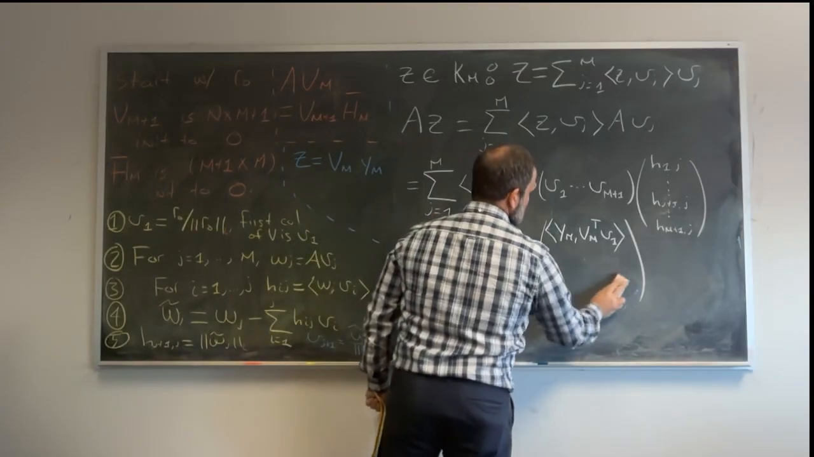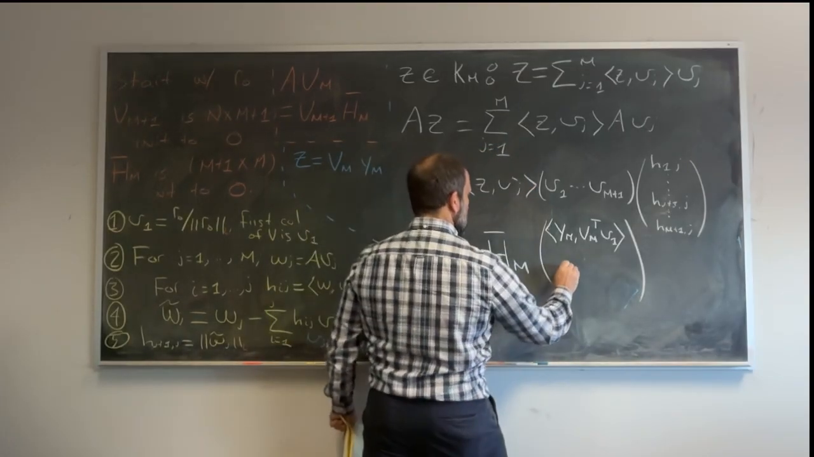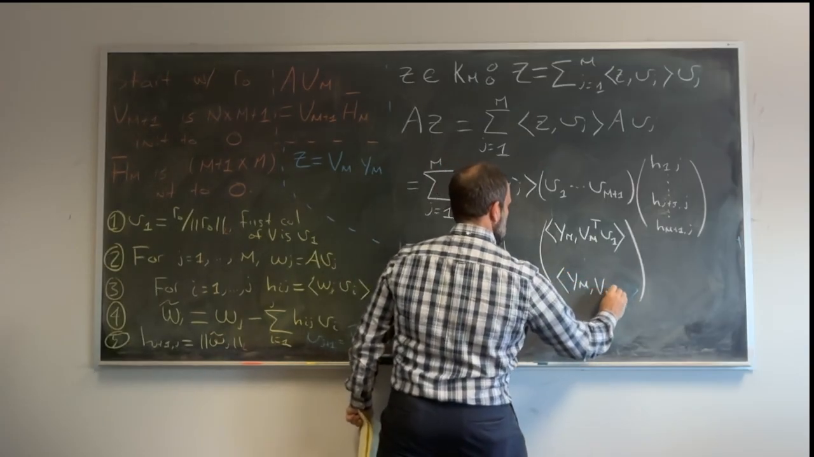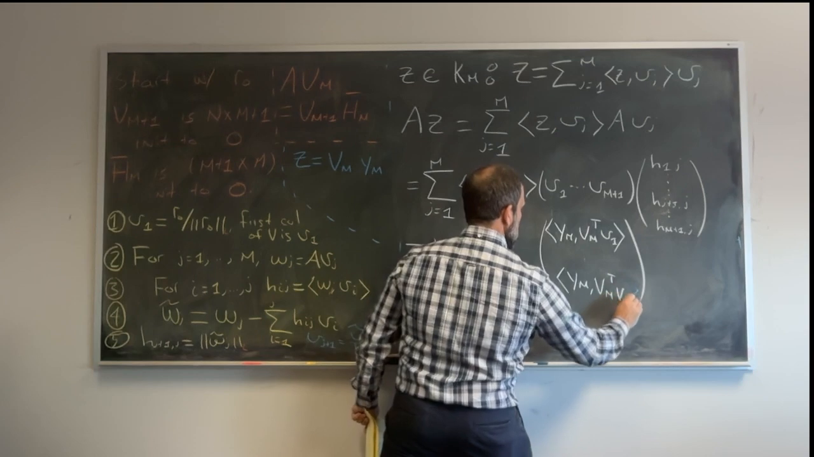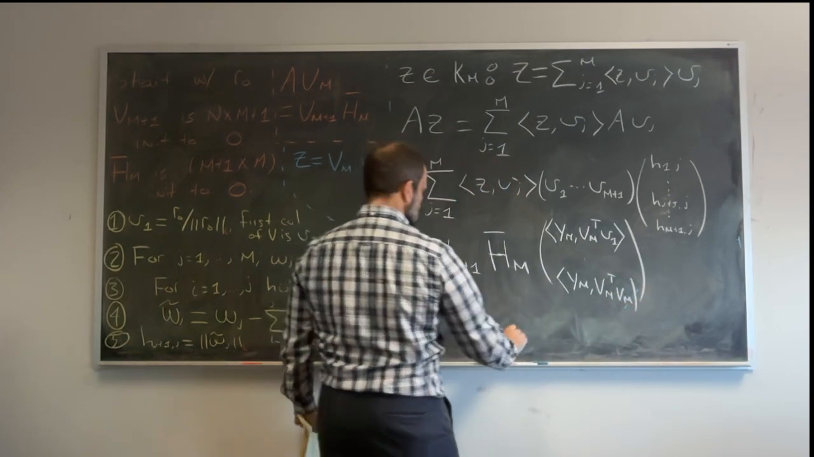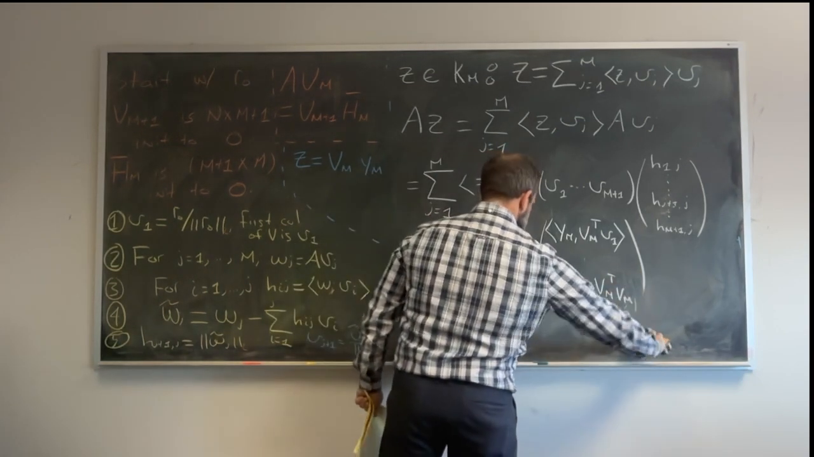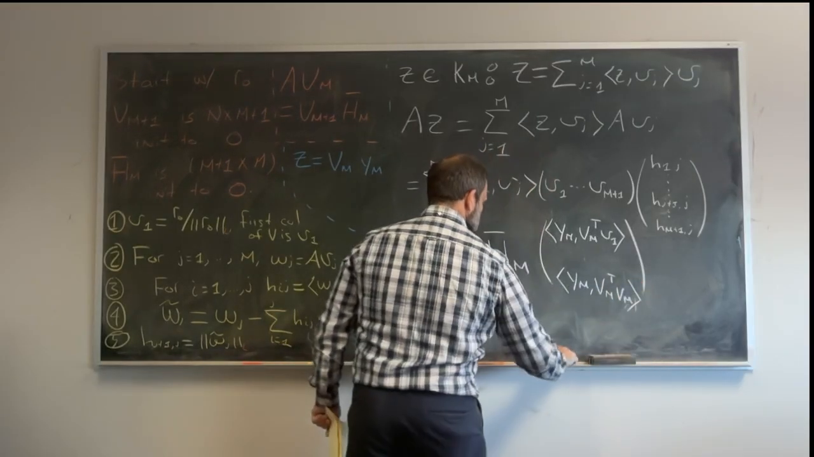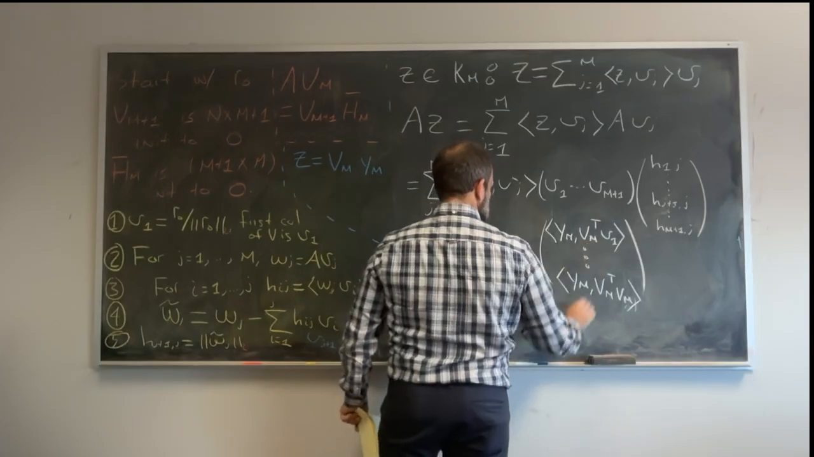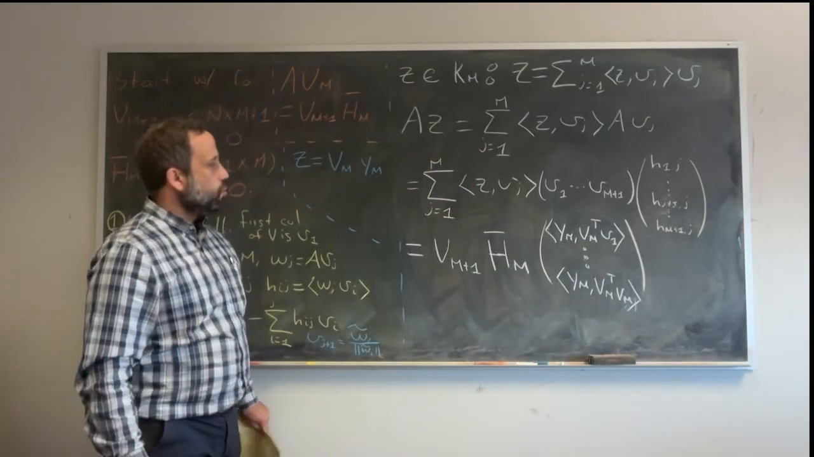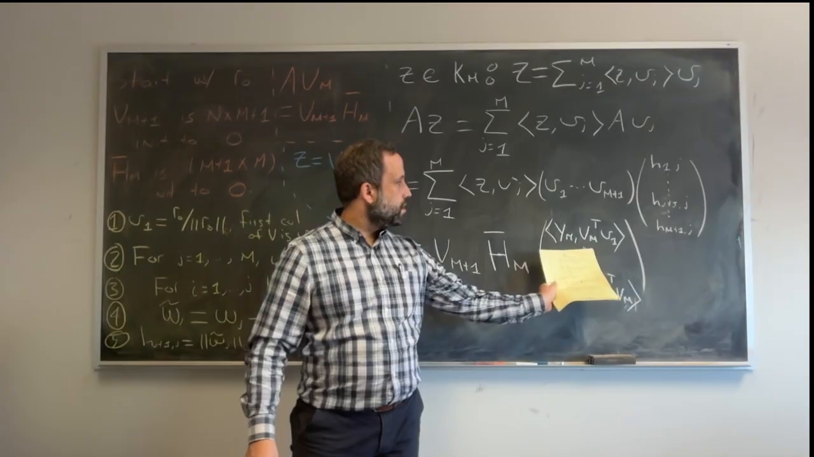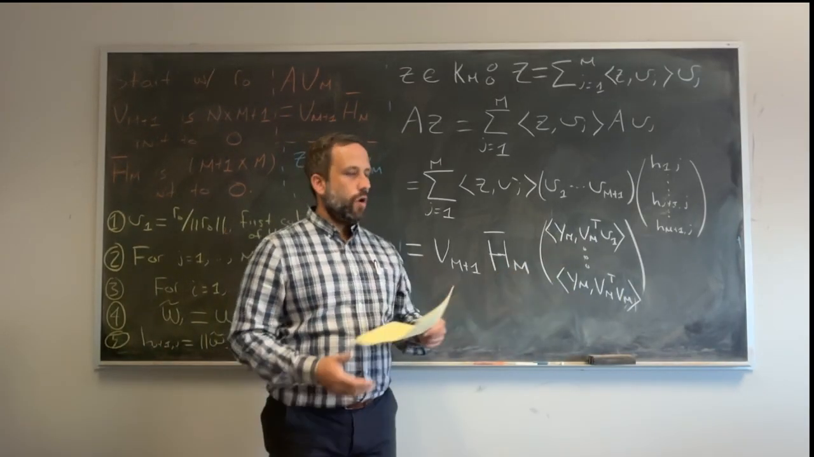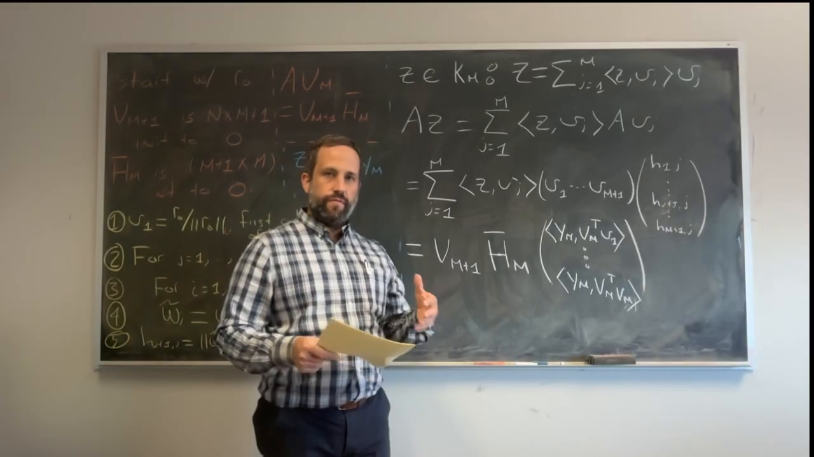Come down here, similar, we're going to have ym times vm transpose little vm. There should be an inner product bracket, like this. Okay. But what's happening here? Vm transpose times v1. Well, again, the rows of vm are the columns of vm.